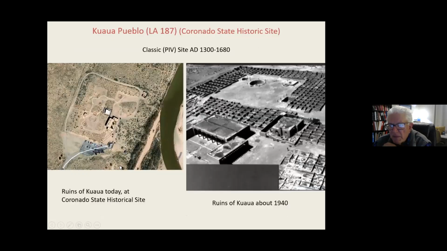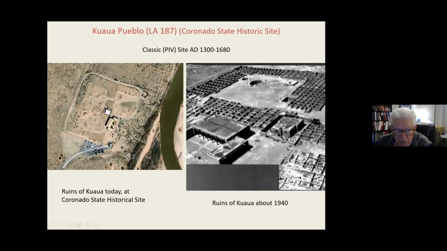A densely populated area. Okay, now focusing on the ruins at Kuaua today, they are housed in the Coronado State Historic Site. Many of you have probably stopped there. It's right on the edge of Bernalillo on 550 as it goes out of town, a fairly densely populated area now. And this is what the ruins look like today.